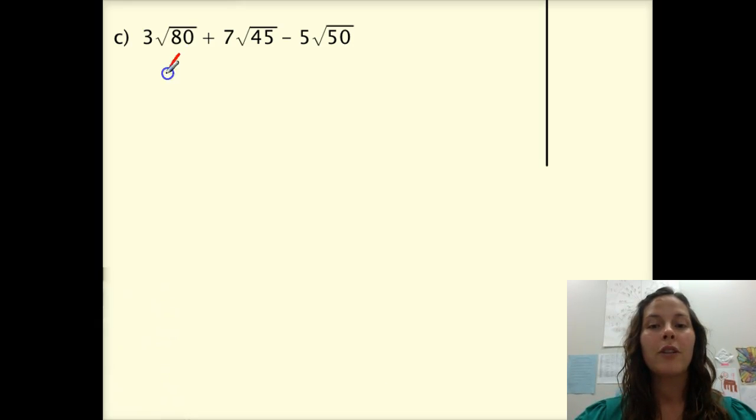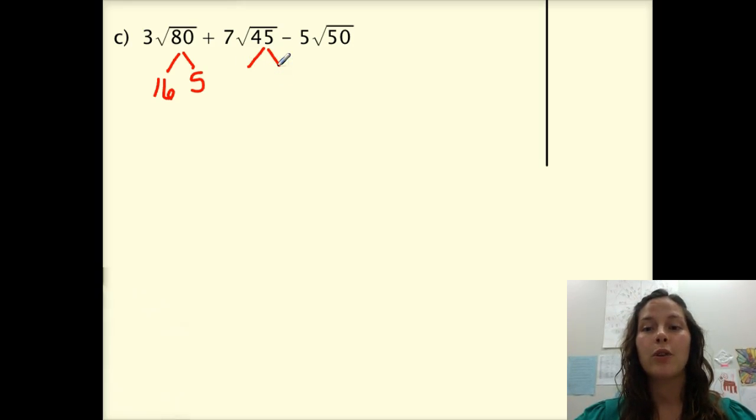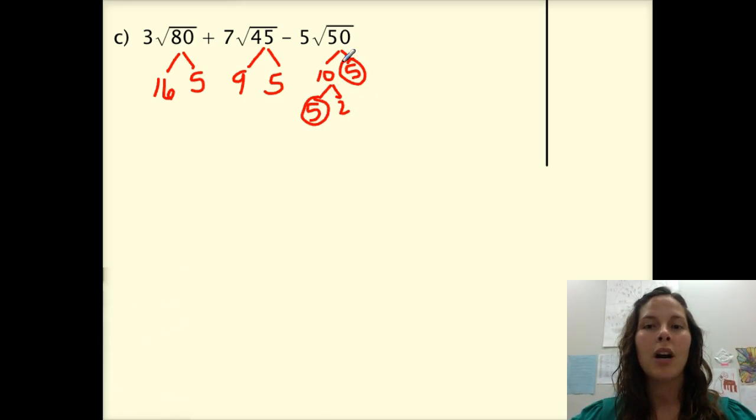So for 80, the perfect square factor again is 16. If you don't come up with the perfect square factor right away, that's okay. You can keep doing the factor tree, which I'll demonstrate for you on the next one. 45 is 9 times 5. And let's say on 50 you just can't figure out what the perfect square factor is, but you do know that 10 times 5 is 50, and 10 is 5 times 2. Once you see a pair of numbers, this is the value that will come out of the radical. Or you could think about it as being 5 times 5, which is 25, which is the perfect square factor.